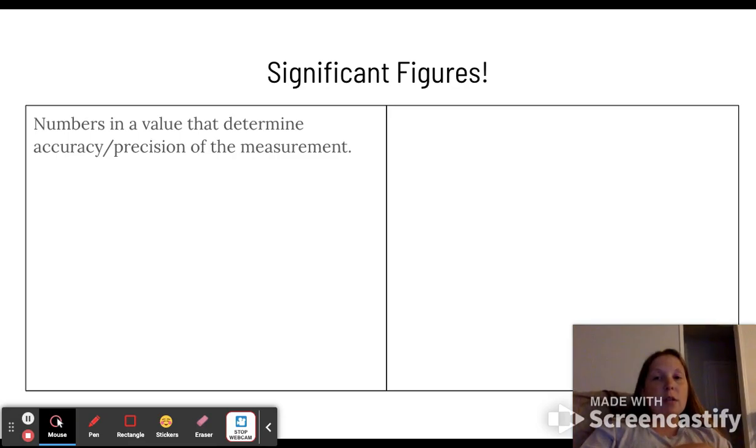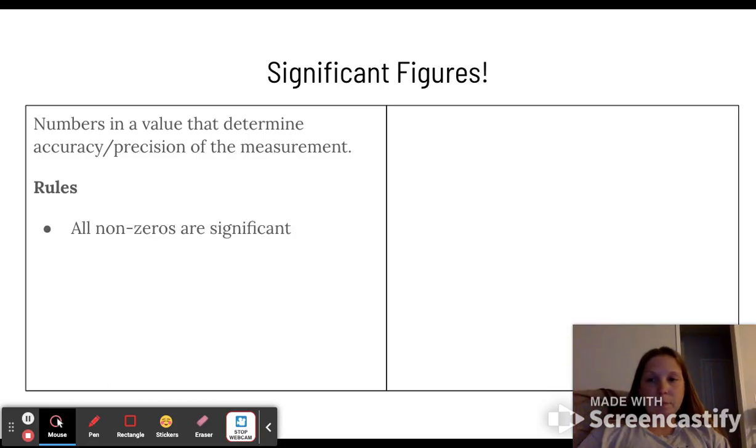These are the numbers in a value that determine the accuracy or precision of a measurement. So we have all known values plus one uncertain value at the end, which is where we get our significant numbers. We have some rules to follow to determine if a value is significant or not. If your number is not 0, it's always significant. So 1, 2, 3, 4, 5, 6, 7, 8, 9, all of those are significant.